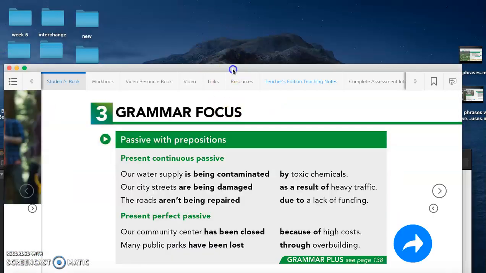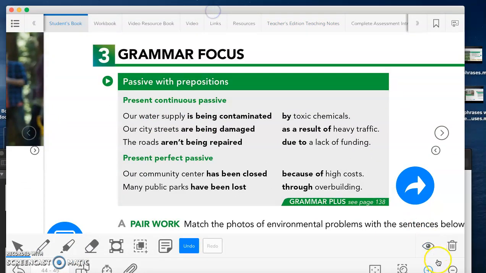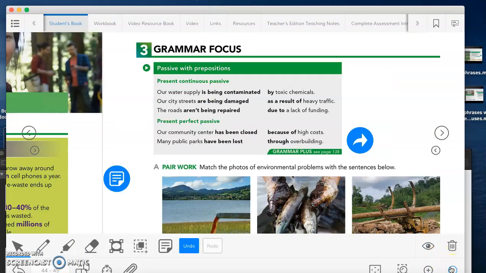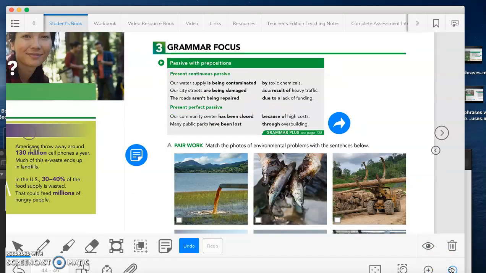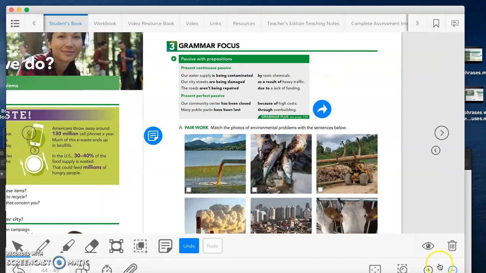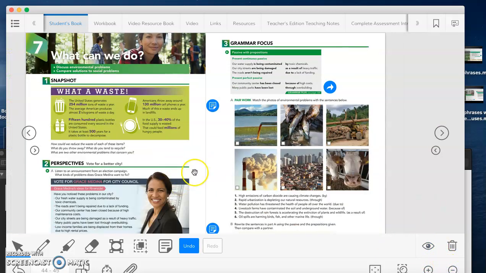So yes, basically this is what we have for today's grammar. I hope you guys understood. If not, you can always ask me on Telegram, and I'll be more than happy to answer.